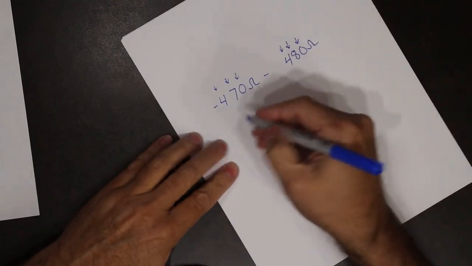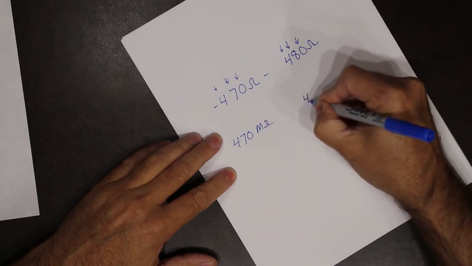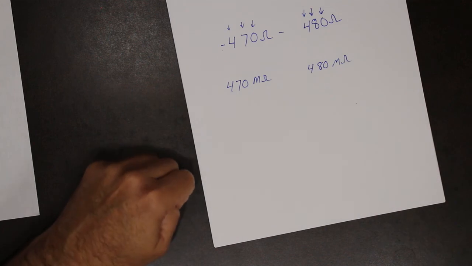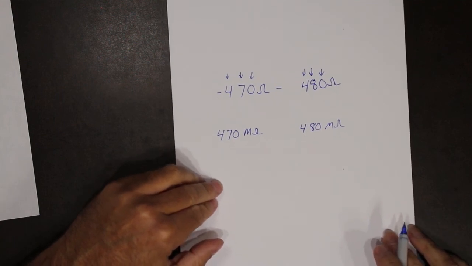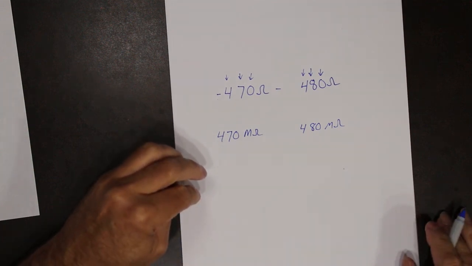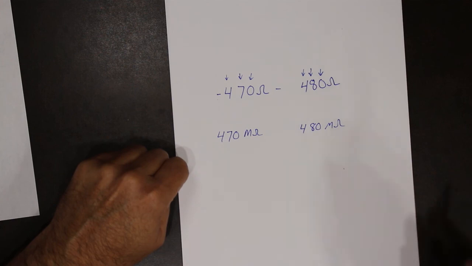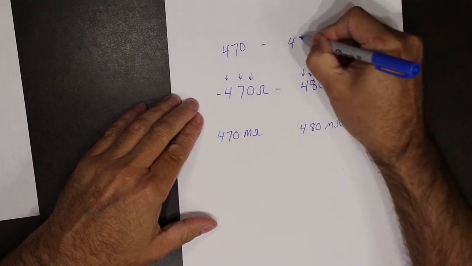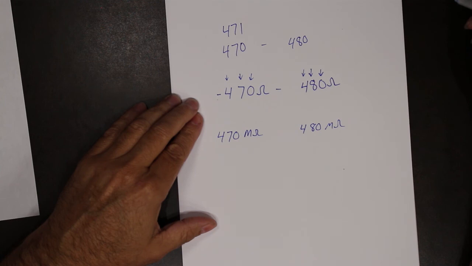Let me exaggerate that. What if that was 470 mega ohms? The next value I could have was 480 mega ohms. That's a big difference between those two, 10 mega ohms difference. What the 5-band precision style resistor does is it gives us an extra digit to get more accurate results. So instead of 470 going to 480, I can actually go to 471. Much more precise.